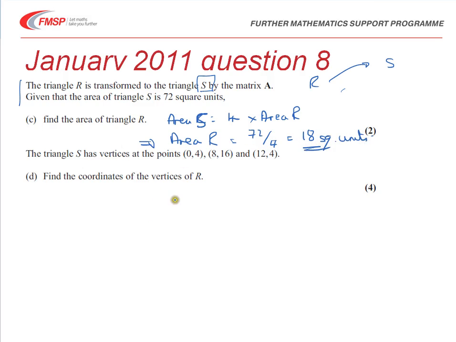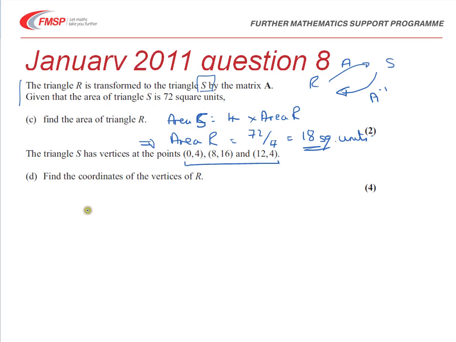The question then goes on and gives us the coordinates of S and asks us to find the coordinates of the vertices of R. Now, of course, we went from R to S using A, so to come back from S to R, we've got to use A inverse. What they're expecting you to realize is that the coordinates of R will be given by A inverse times a matrix for S.